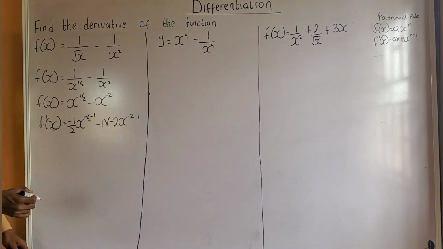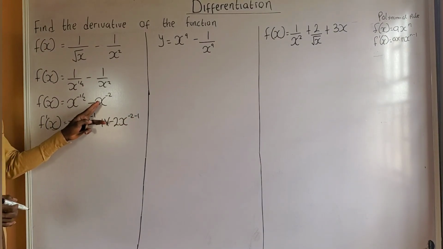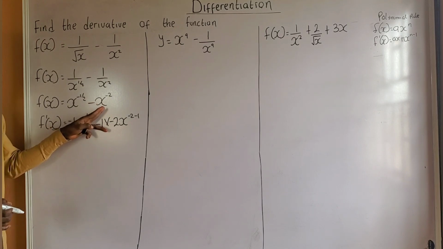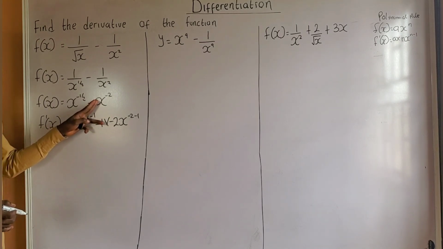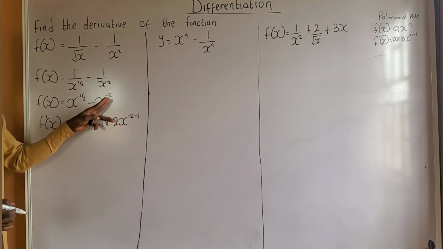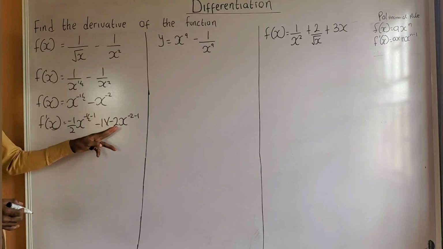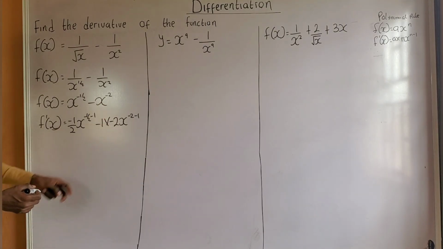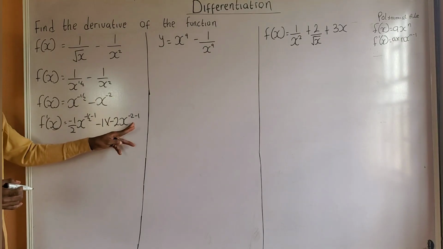Do you understand? There is an invisible 1 as the coefficient of this x. Are you getting it? So negative 1x is still the same thing as negative x. So I multiply that negative 1 by the exponent of x. So x is raised to the power of negative 2, negative 1 times negative 2. And then we're going to subtract 1 from the power. So I have negative 2 minus 1.